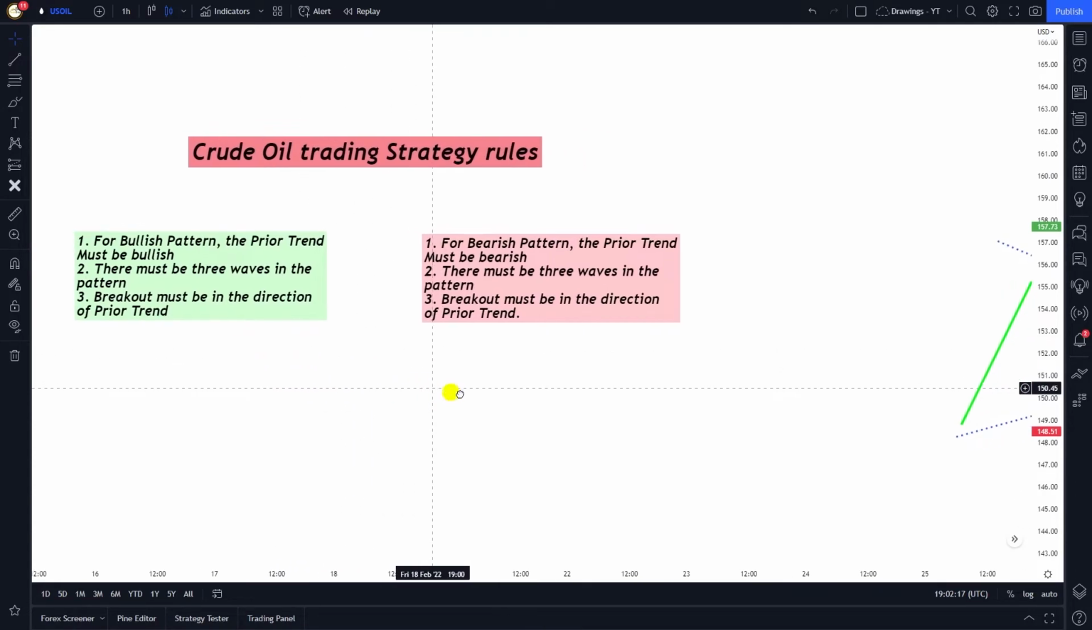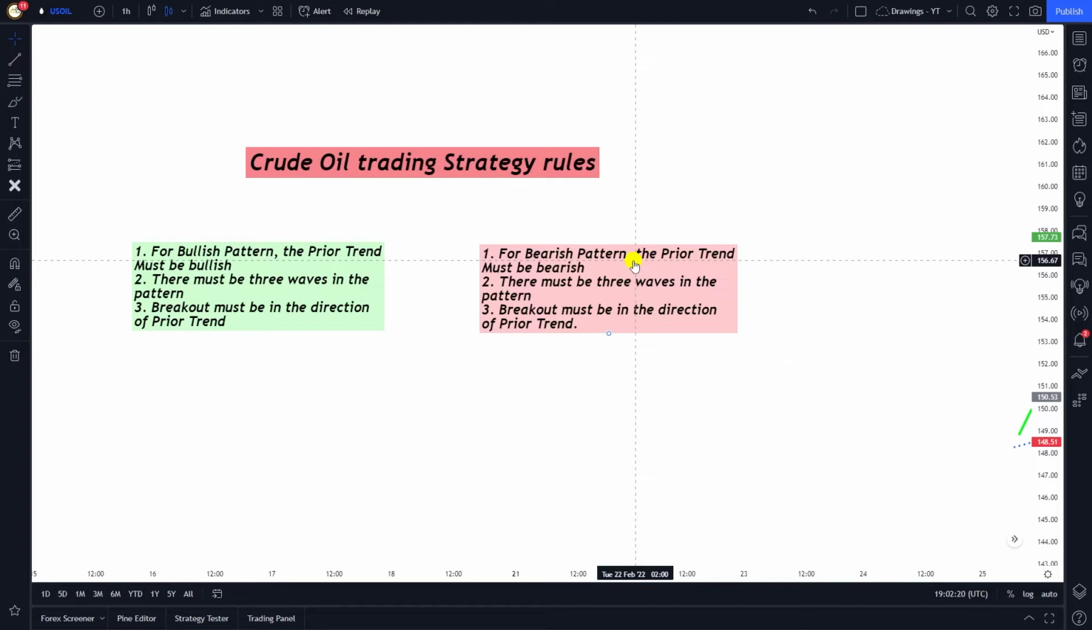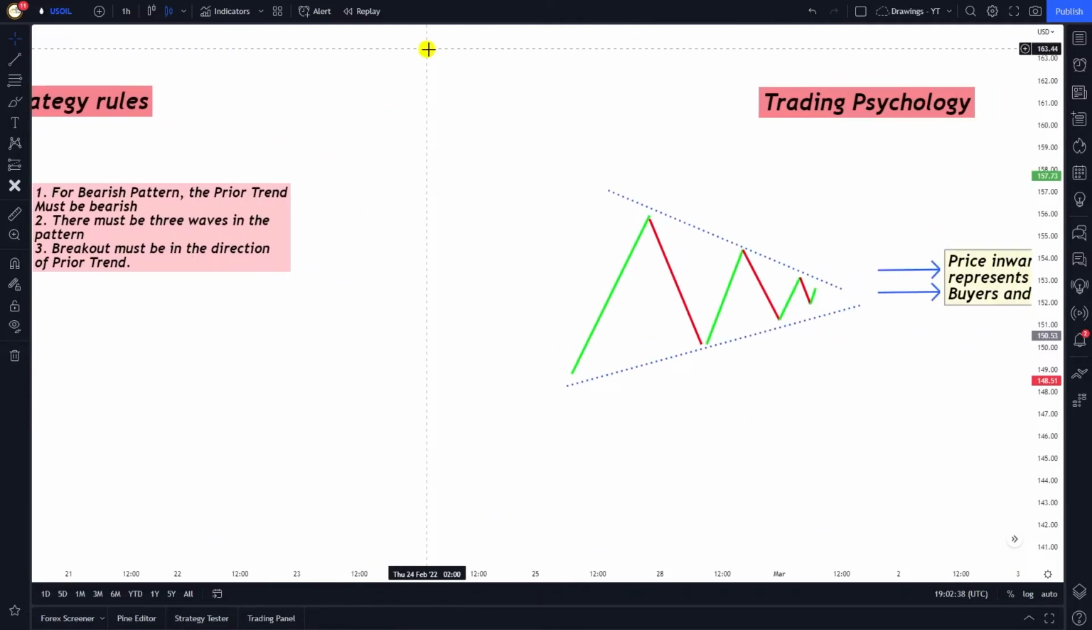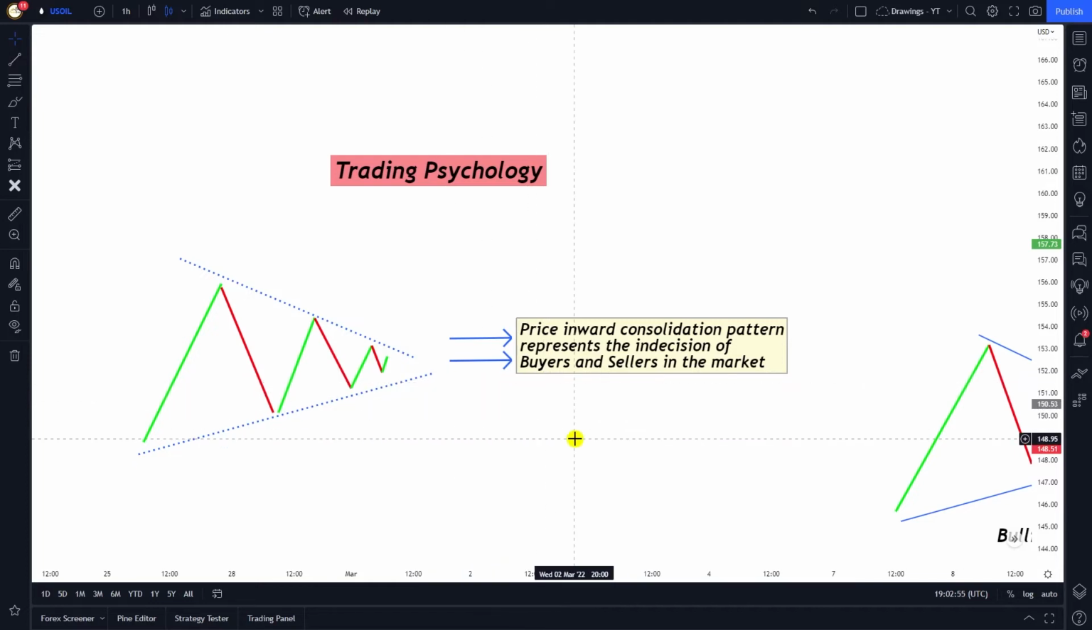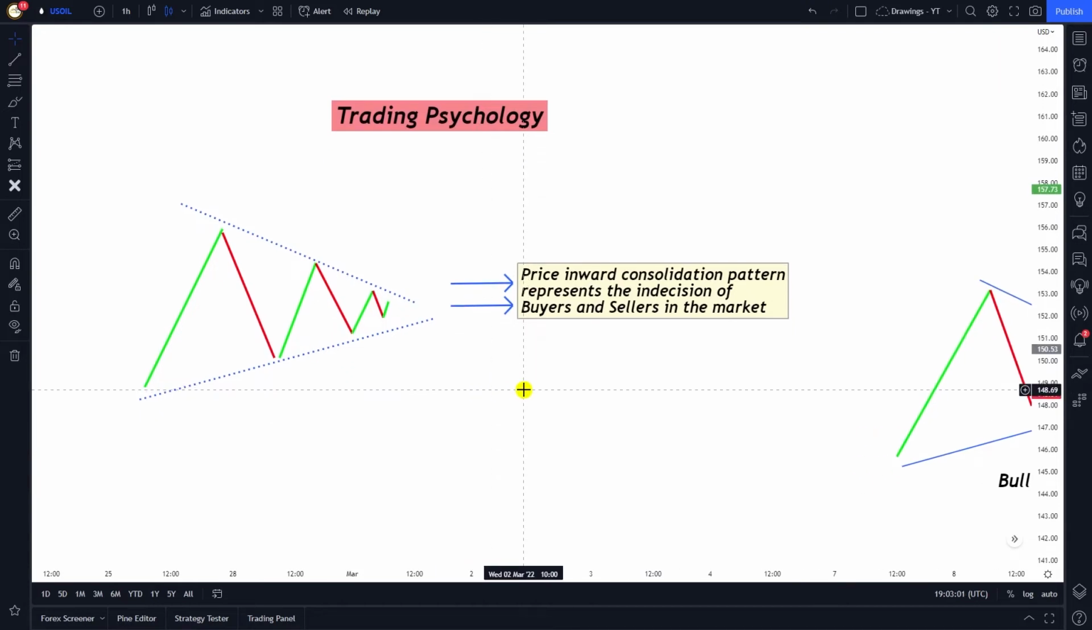And for the bearish triangle pattern, the rules are the same but opposite. For bearish, the prior trend must be bearish. The second point is the same: there should be at least three waves in the pattern to be considered, and the breakout must be in the direction of the prior trend. If the market is going in the bearish direction and this triangle pattern forms, then the breakout should also happen in the bearish direction, and then we would take our trade. So basically, in our strategy we will only trade the triangle pattern when it is acting as a trend continuation pattern.